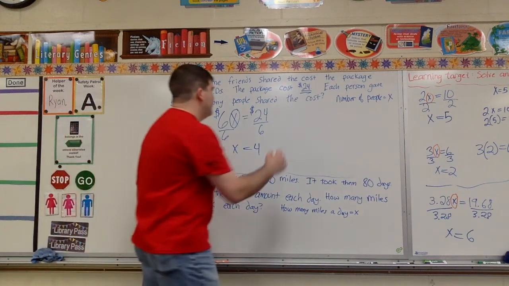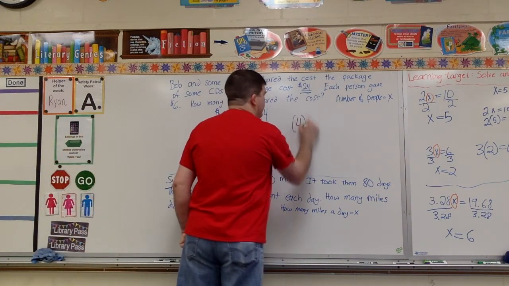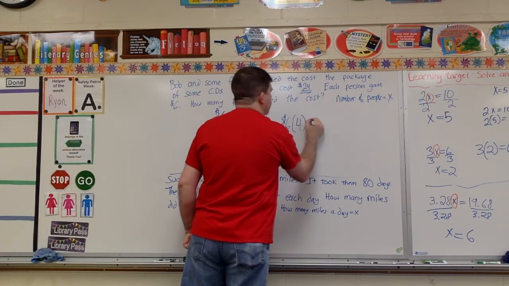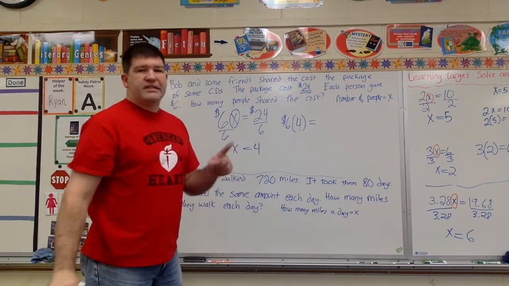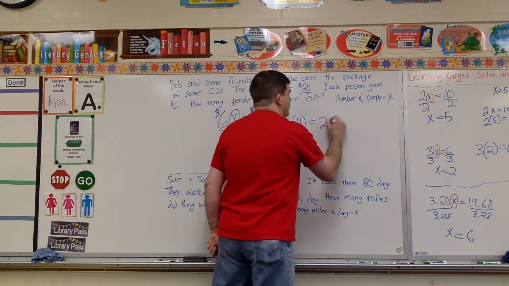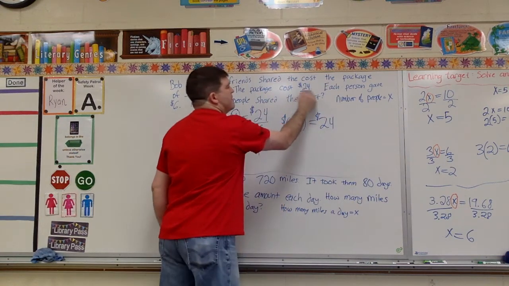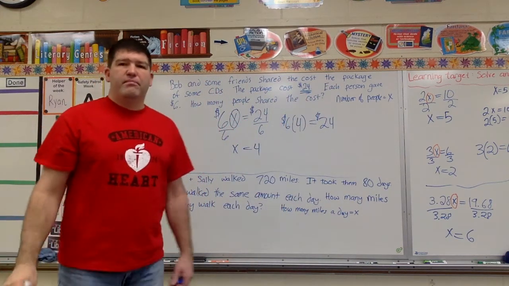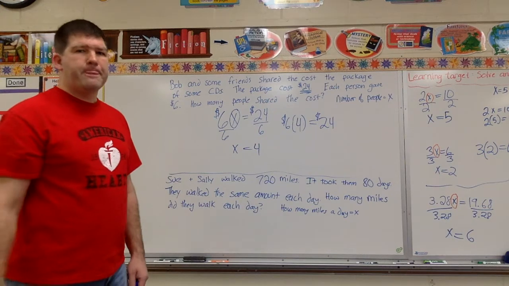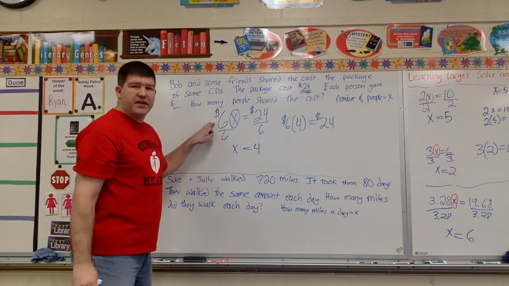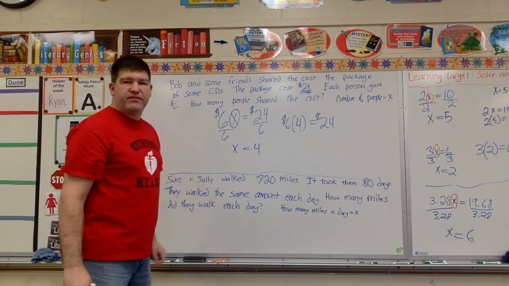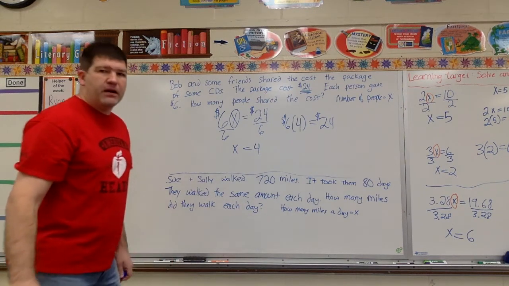Let's check it out. 4 friends each spent $6. 6 times 4, 24. That is the cost of the package. Perfect. Okay? I wrote my multiplication equation, and then I solved for x. All right, one last one.